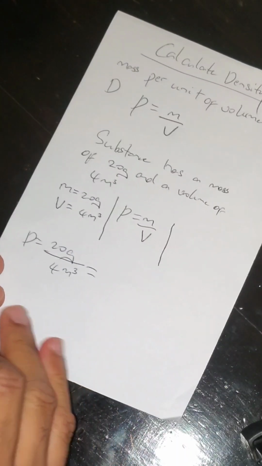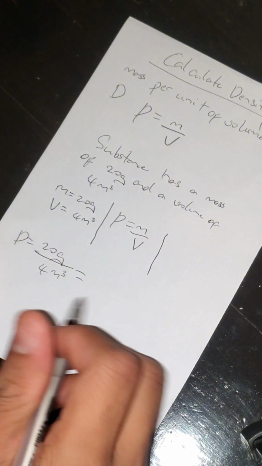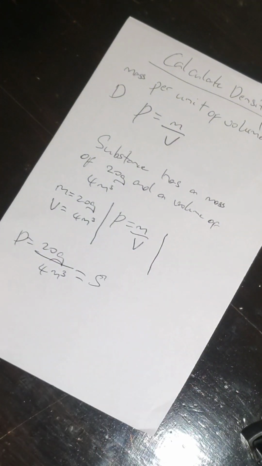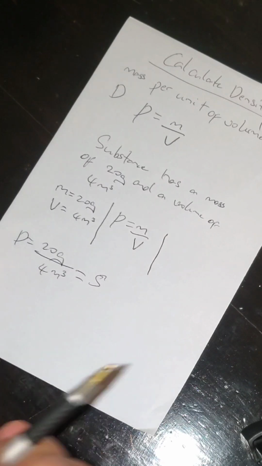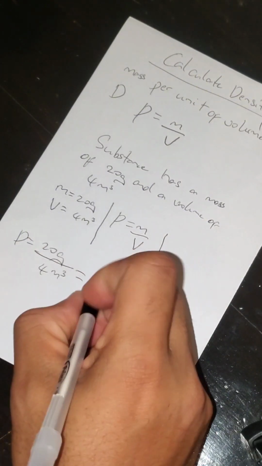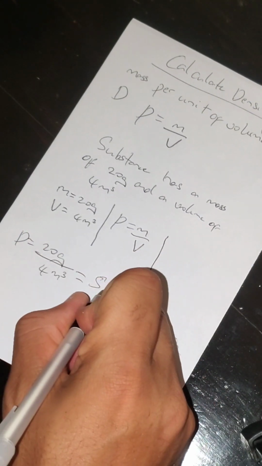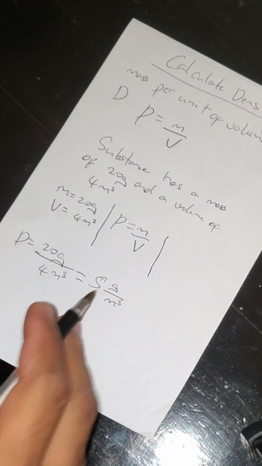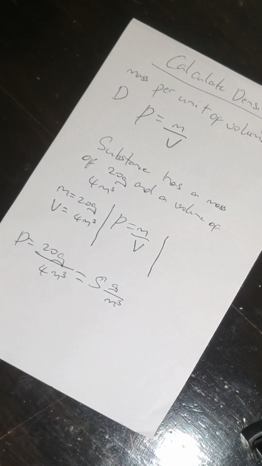Working across still. So what is 4 into 20? How many times can 4 go into 20? 5 times. Now what are your units? You're just going to rewrite the units just as it is, with your gram over your meter cube. And how do you read this? You read this as 5 grams per meter cube. So the density of the substance is 5 grams per meter cube.